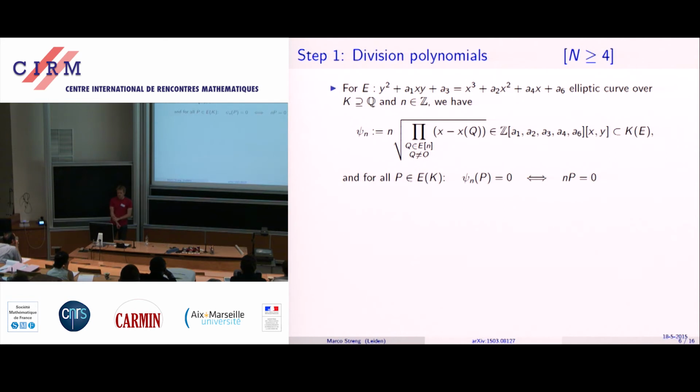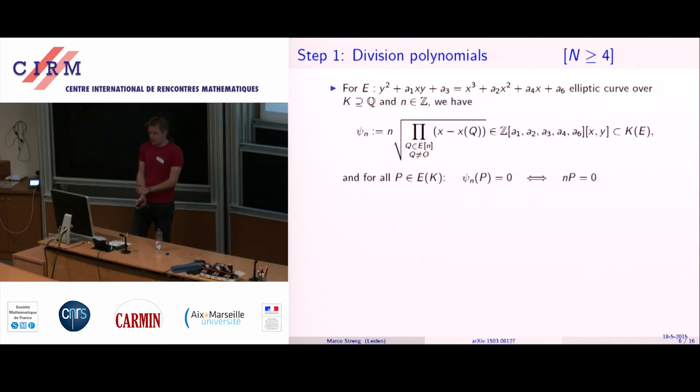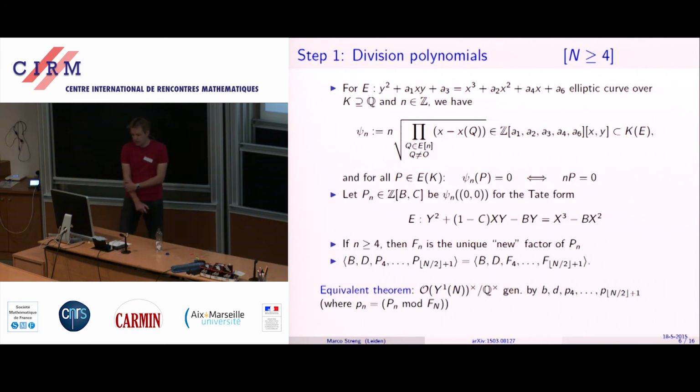And what's so nice about this is that psi n of a point P is 0 if and only if n times that point is 0. So if and only if n is a multiple of the order of the point. So this is that division polynomial, and now I'm going to evaluate these things in the Tate normal form.